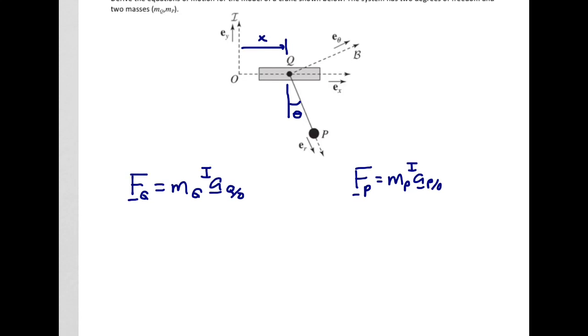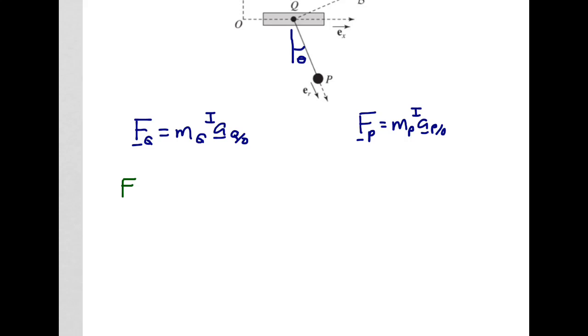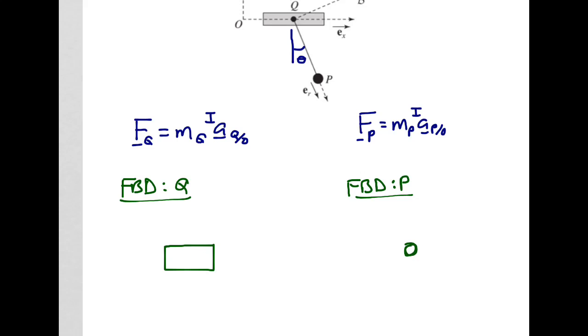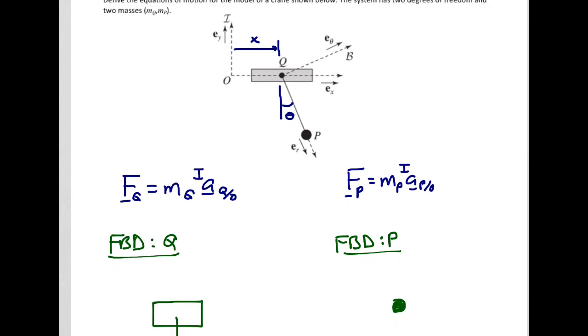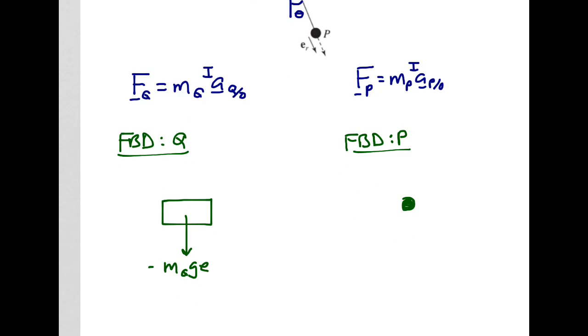And we identify these by drawing our free body diagrams. So our free body diagram of Q, and be clear which free body diagram you're drawing, is going to look like this, whereas our free body diagram of point P is simply going to be a circular mass. And so on the free body diagram on Q, we need to have our mass, our force due to gravity, and that's mq multiplied times g. Our inertial reference frame has EY pointing up, so that's going to be in the negative EY direction.